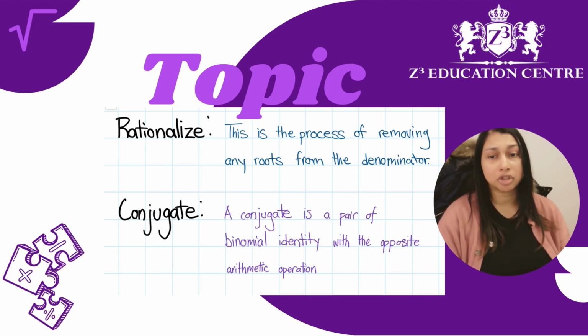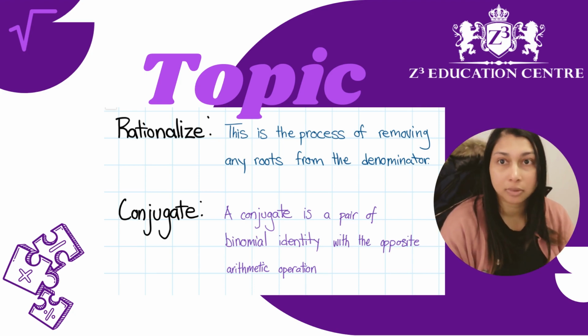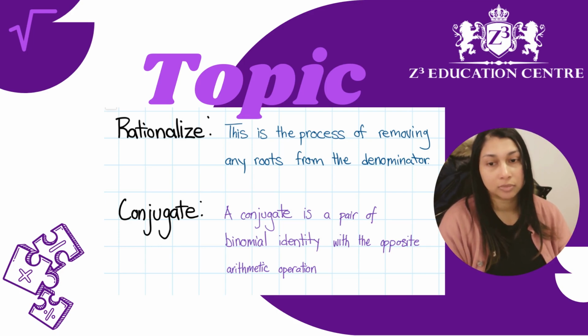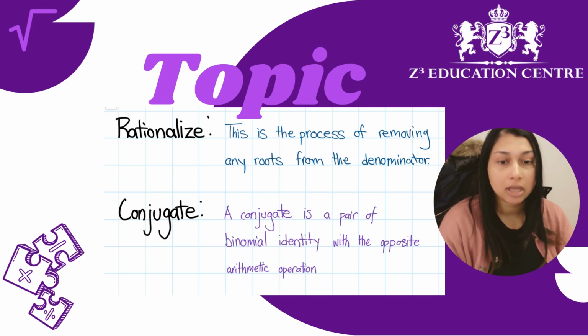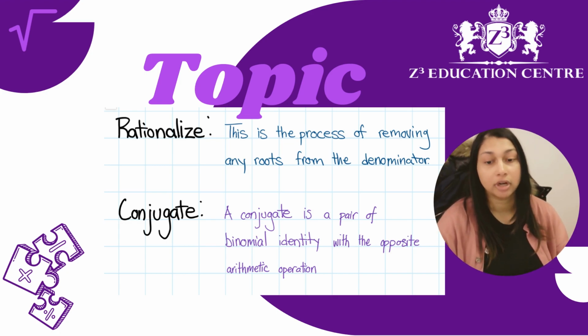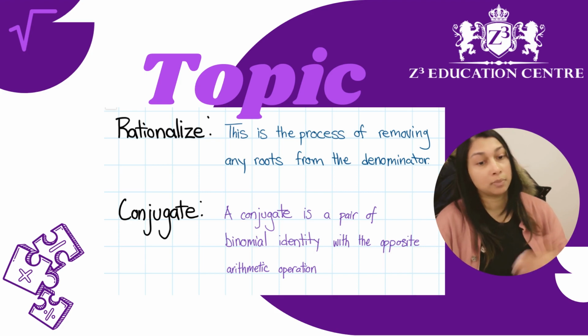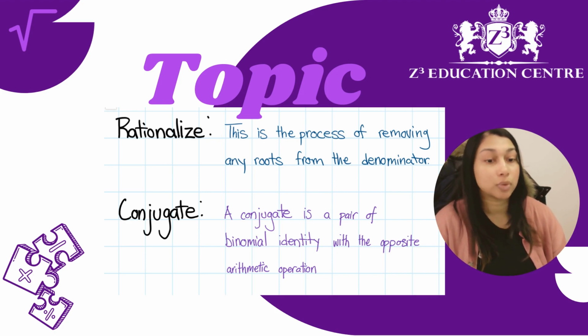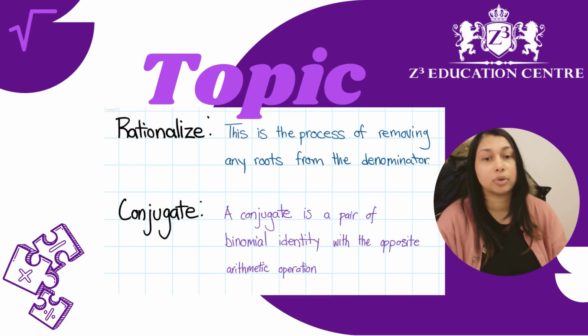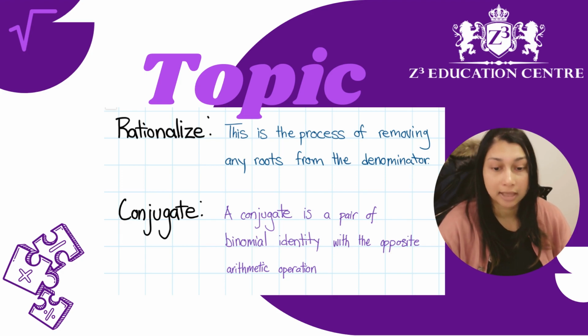Now, to get started, we need to familiarize ourselves with two terms. One of the terms is rationalizing. When we are talking about rationalizing, what we are looking for is how do we get rid of that root in the denominator? Going back to functions as well as advanced functions, we learned that we don't like roots in the denominator. So that's our first topic at hand.